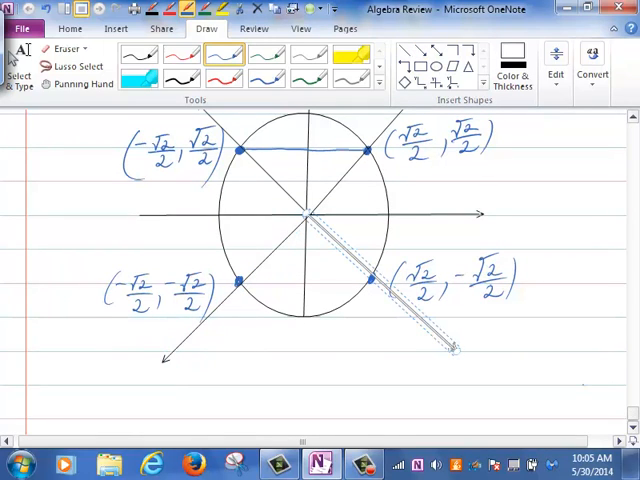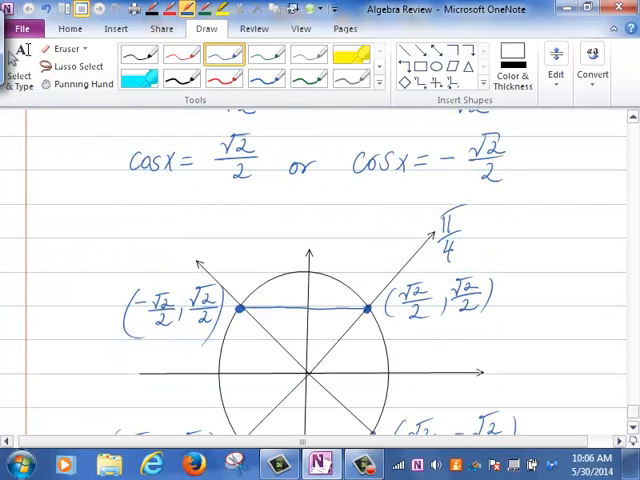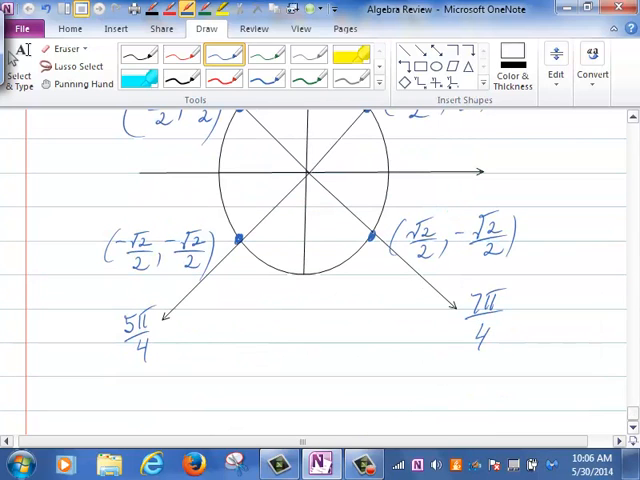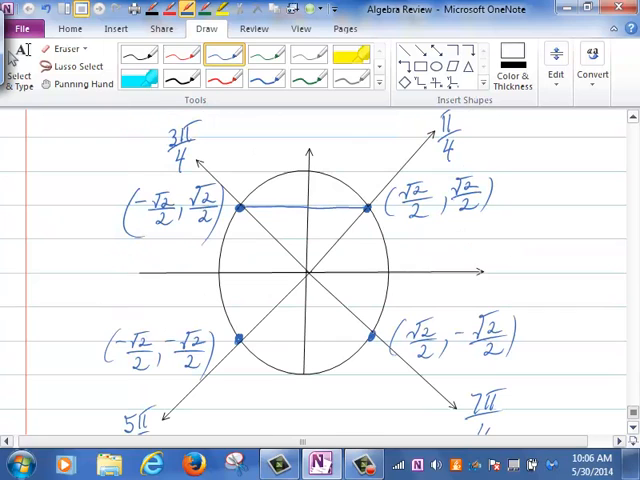So this would be 5 pi over 4 here, right? This would be 7 pi over 4. And this one would be 3 pi over 4. So we see that cosine x is positive root 2 over 2 whenever x would be pi over 4 or 7 pi over 4, right? And it's negative root 2 over 2 when it is 3 pi over 4 or 5 pi over 4.